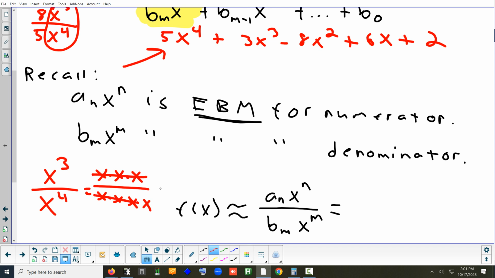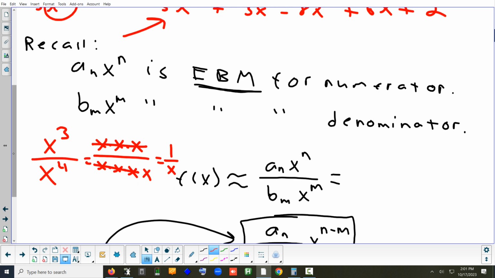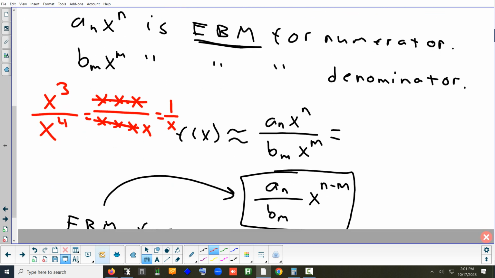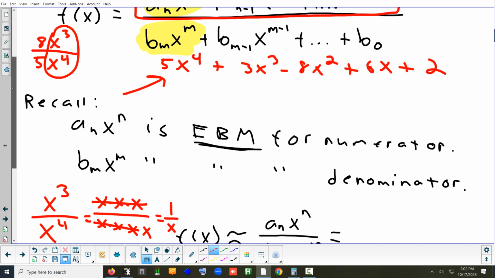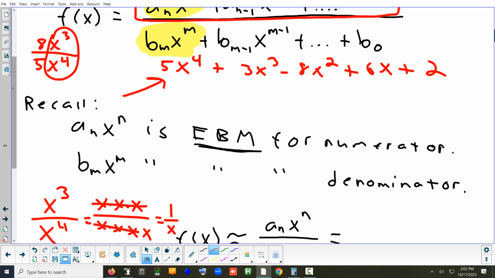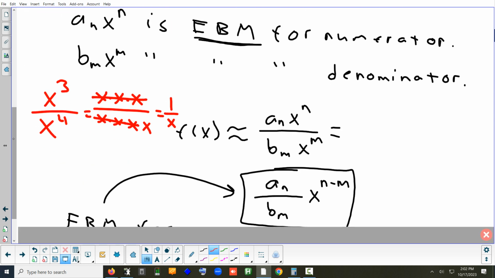Well, there's got to be something left in the top. What do we put there? 1. And what's in the bottom? x. So the result ends up in the bottom. So in that case, it would be 1 over x. The pattern in general is, if you can, you divide the two numbers that are in front. With an 8 and a 5, I can't do that, so I would just have to leave it as 8 and 5. And then you subtract the exponents.